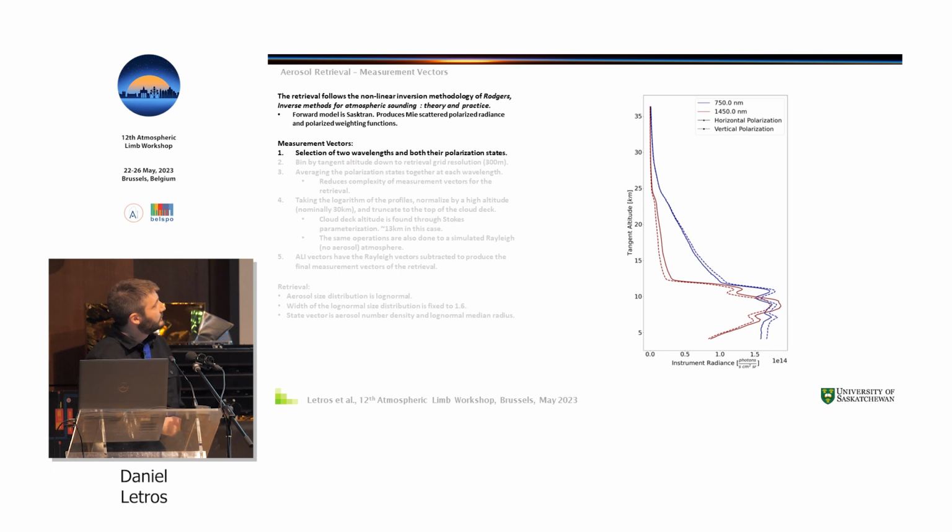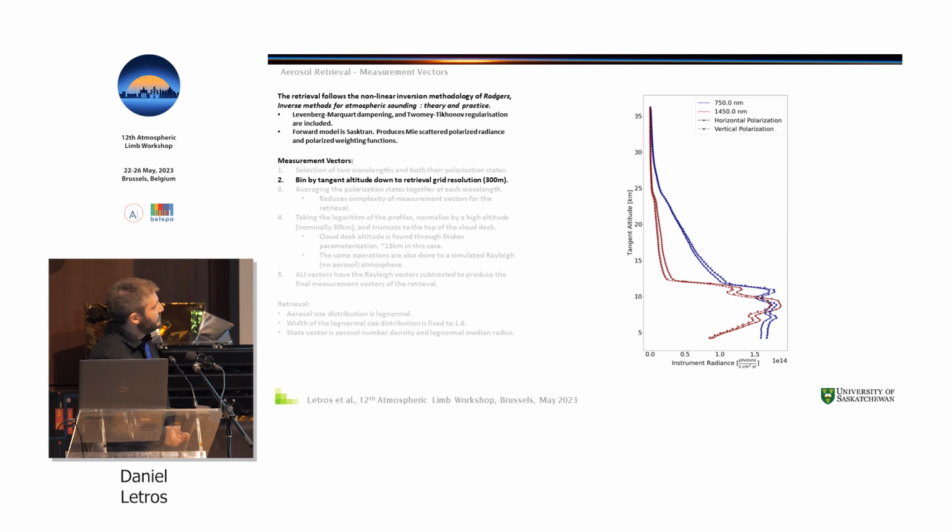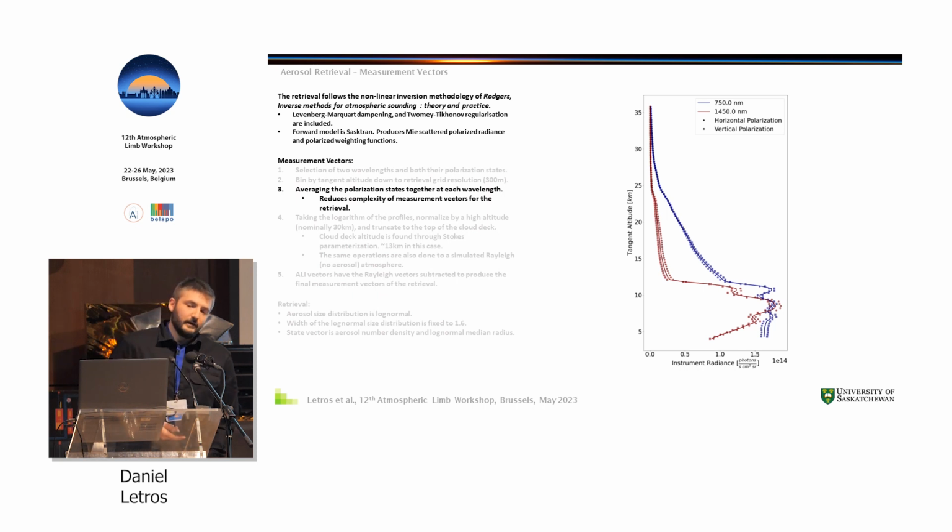So what I've done here is I've taken two wavelengths: 750 nanometers as well as our 1450 nanometer wavelength, and I've taken both polarization states of them. The next thing I do is I bin by tangent altitude down to the resolution of my retrieval grid, which in this example is 300 meters. And then this is a bit of an unfortunate step, but I take the two wavelengths and average their polarimetric profiles together. This is simply to reduce the complexity of the measurement vectors the retrieval is trying to retrieve on.